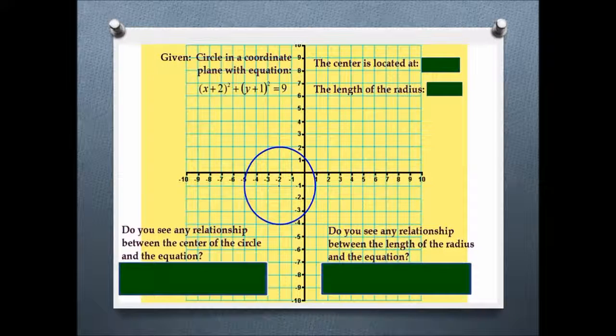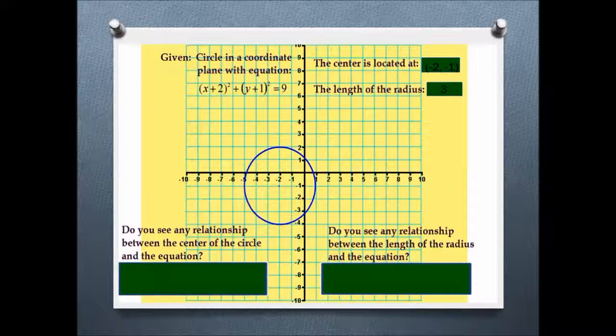Given a circle in a coordinate plane with equation (x + 2)² + (y + 1)² = 9. Looking at the graph, we can identify that the center is located at (-2, -1), while the length of the radius, if you count out from the center to any point on the circle, is 3 units long.